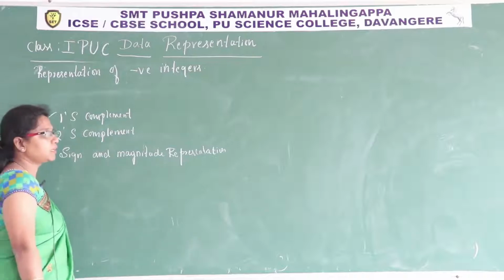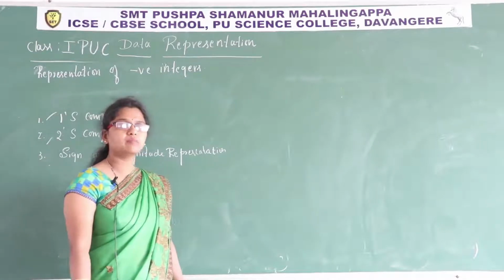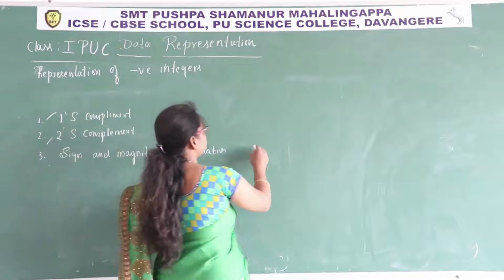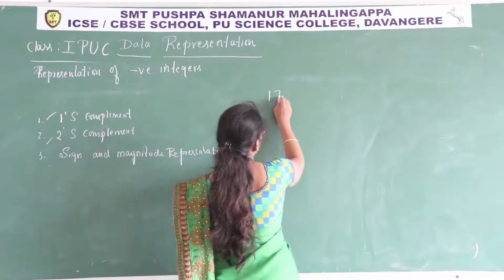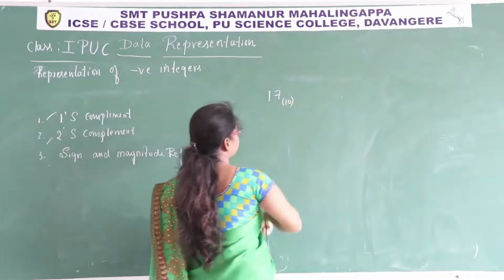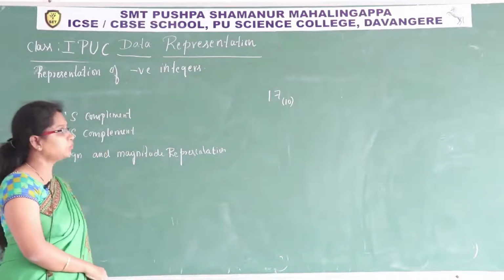How to represent a given integer in sign and magnitude representation. For example, there is a value called 17 base 10. We have to convert it into a binary number.